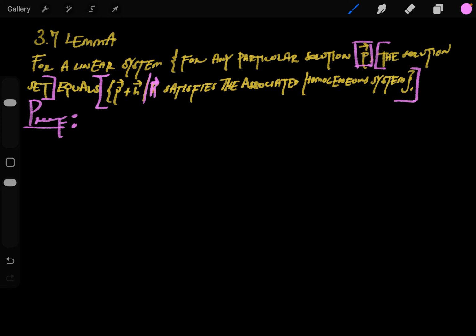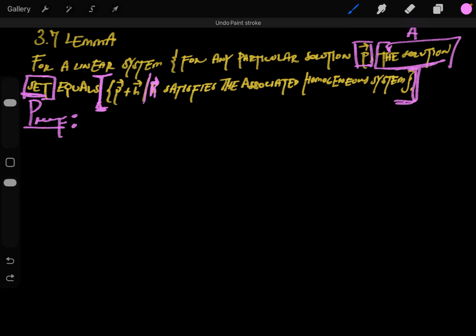When you're trying to show two sets equal, you need to take any member of one set, any member of the solution set, and show that it's in the other set. You could call this set A and this set B. So what do you want to do? You want to show that any member of A is in B, and that any member of B is inside A, and then we say that the two sets are indeed equal.